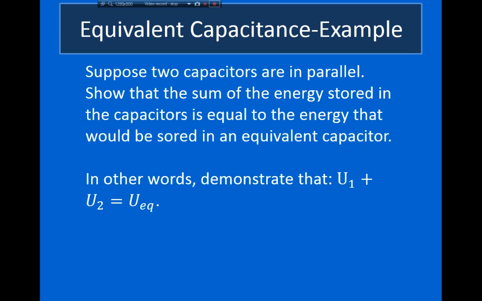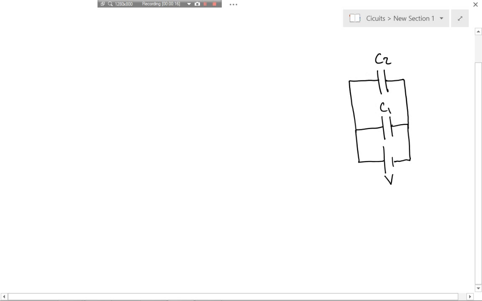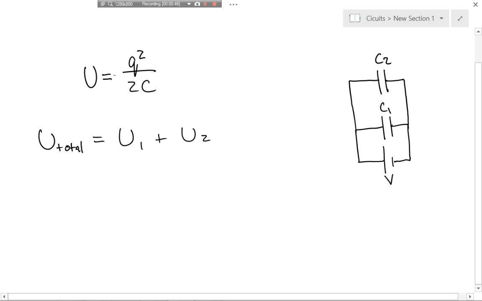So in this example, we're asked to show that the total energy that's stored on these two capacitors that are in parallel is going to be equal to the energy that would be stored on an equivalent capacitor. So remember that for the energy stored on a capacitor, there's a whole lot of different formulas we have for this. One of them is that the energy is equal to Q squared divided by 2C. In fact, that's the formula I wrote down at the beginning of this video. So the total energy that's going to be stored on the two capacitors is going to be equal to the energy stored on the first capacitor plus the energy that's stored on the second capacitor.